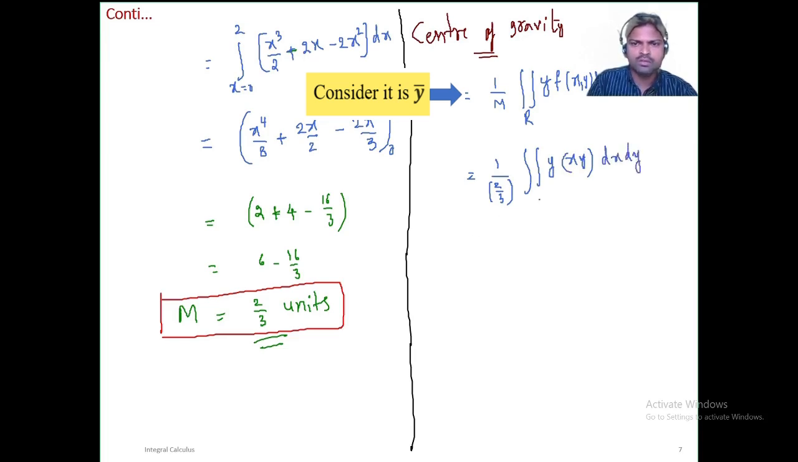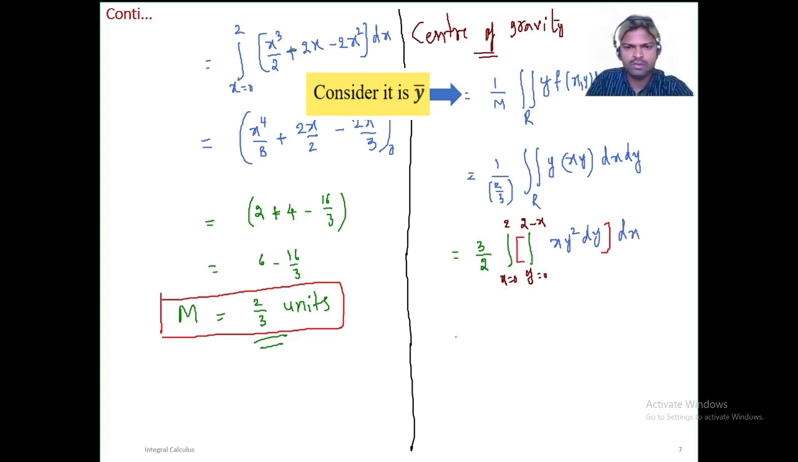Now the same region R, the same limits we have to supply here. So 1 upon m is 3 upon 2 here, 3 upon 2 double integration. Now the y limits are from where to where? 0 to 2 minus x. And x limits are from 0 to 2. And the integrand is x into y square. Since y's limits are dependent on x, first with respect to y, and after that with respect to x.